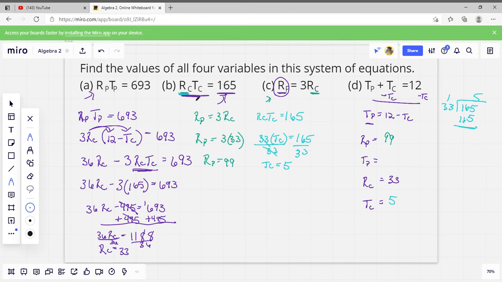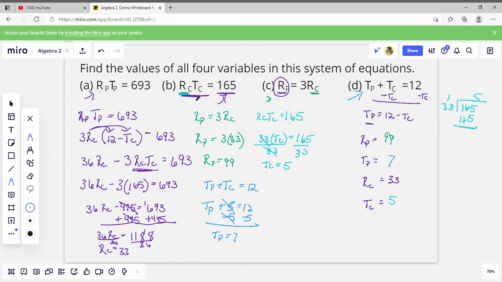And that's TP. It looks like this one's going to be easier, no big crazy numbers. So we've got TP plus TC equals 12. TC is 5, so TP plus 5 equals 12. Minus 5, minus 5. TP equals 7.